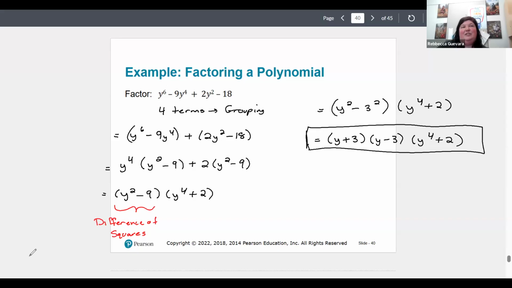I'm sorry, I didn't try to take out the GCF after the new one. We didn't. That should have been my first step. But we didn't have one here.